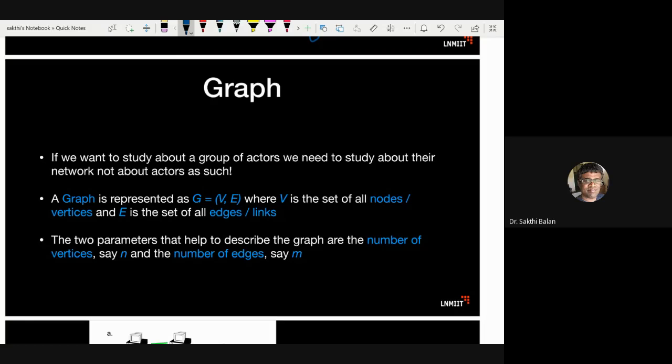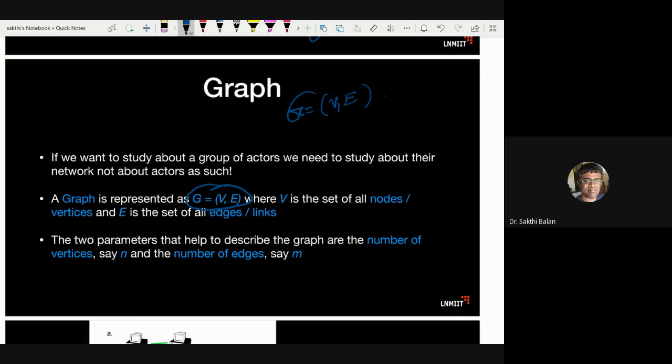How are you going to define a graph? A graph is represented as G equals (V, E), right? What is V here? V is the set of all nodes, or sometimes we call them vertices, and E is the set of all edges, or sometimes we call them links. You can represent a graph just by defining the nodes and the edges in that graph. If you can specify this, you already have a graph in front of you.